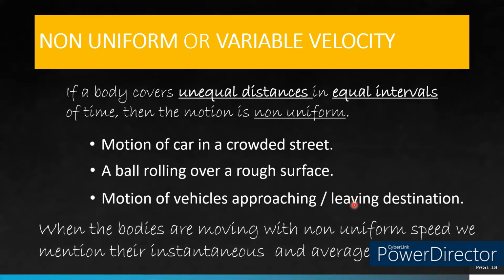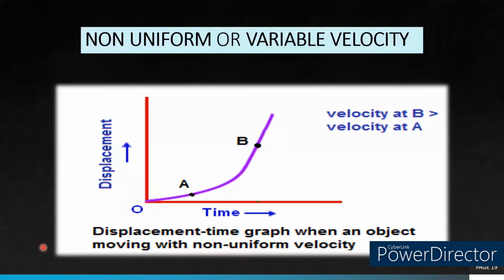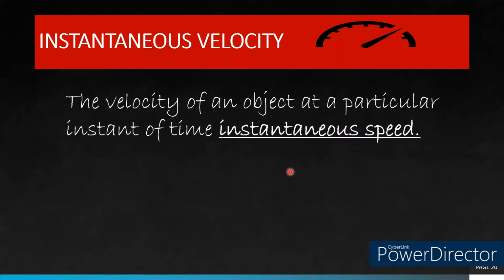Now, when bodies are moving with non-uniform speed, we mention their instantaneous and average velocities. This is one point to remember. If a body is moving with non-uniform speed, then we are actually mentioning its instantaneous and average speed. So this is the graph that shows the variable velocity or non-uniform velocity. It's a curved line graph. It can be curved this way or it can be curved down, depending on the acceleration and retardation, which will come in the next videos.